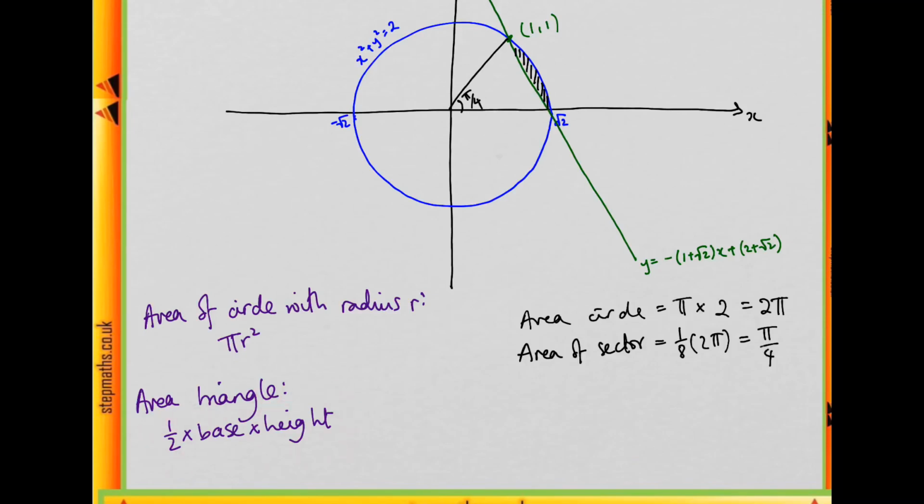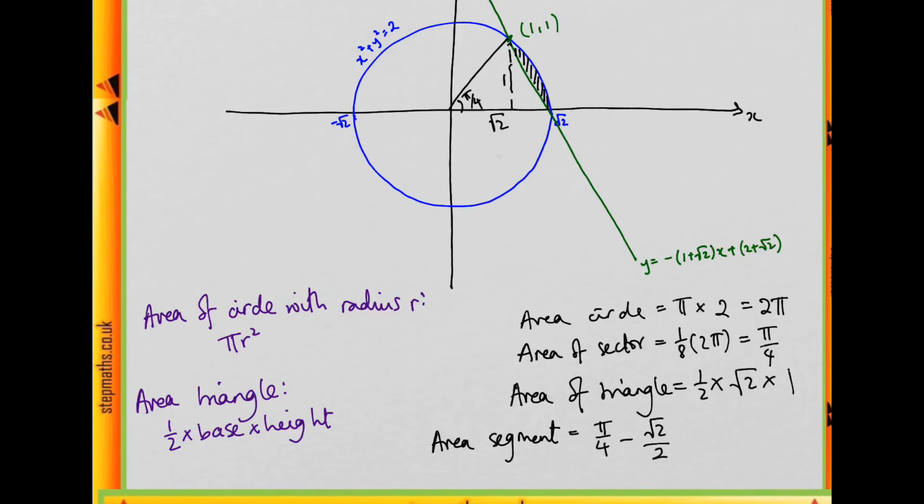Now if we work out the area of the triangle, the area of the triangle is 1/2 times its base times its height. And okay, so for this triangle, we know that its base here is root 2, and we also know that because this point is 1, 1, this height here is just going to be 1. So area of the triangle is just going to be 1/2 times square root of 2 times 1.